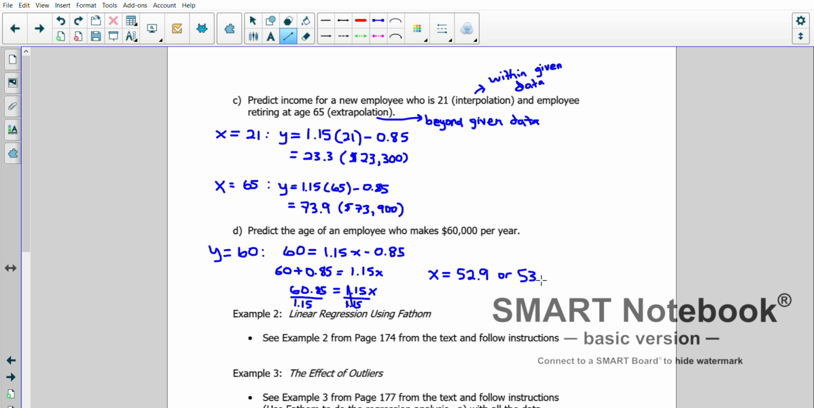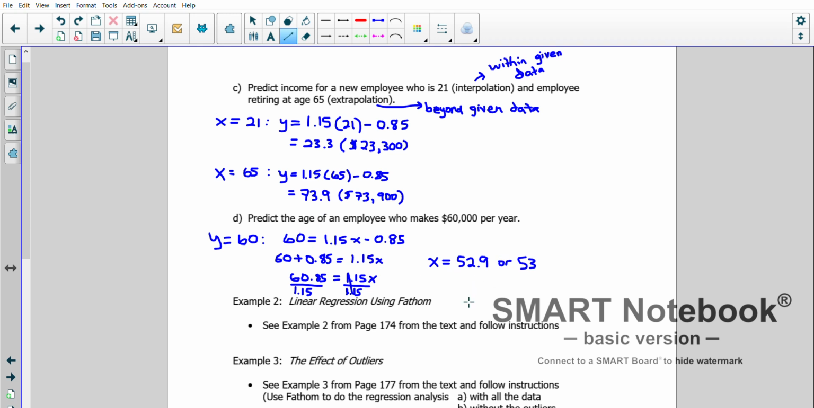So now this equation works both ways. We have two variables, age and income. So if I give you the income, you could also sub that in, do some algebra, and calculate the age. So if I put in income equals 60,000, which corresponds to y equals 60, I can put that into the equation and also solve for x. So I've gone ahead and done that. Negative 0.85, bring that over, becomes a plus. Isolate x, and you get 52.9, or about 53 years of age.